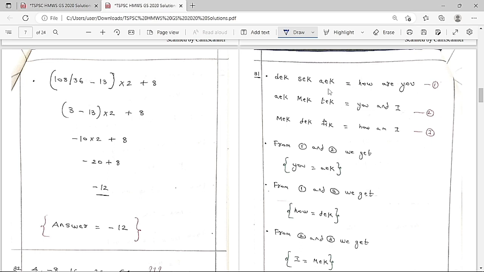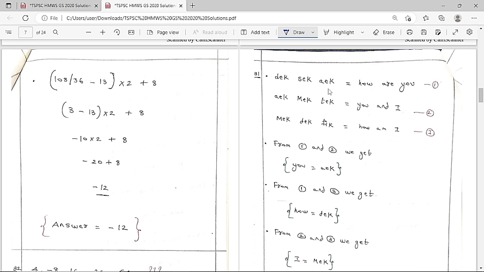Now comparing 2 and 3. We have first compared 1 and 2, then 1 and 3, and now we compare 2 and 3. Here U is there, here U is not there. Here "and" is there, here "and" is not there. Here I is there, here also I is there. So this is the common one.